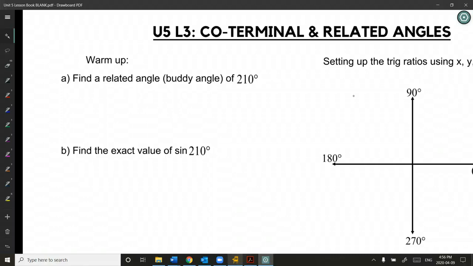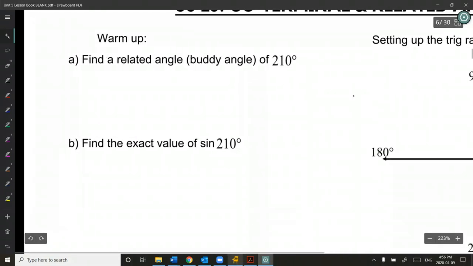Welcome everyone. Today we're going to talk about coterminal and related angles. We're going to start with a warm-up from the second lesson, and I'm going to ask you to pause the video and try this out, and then we'll take it up together.